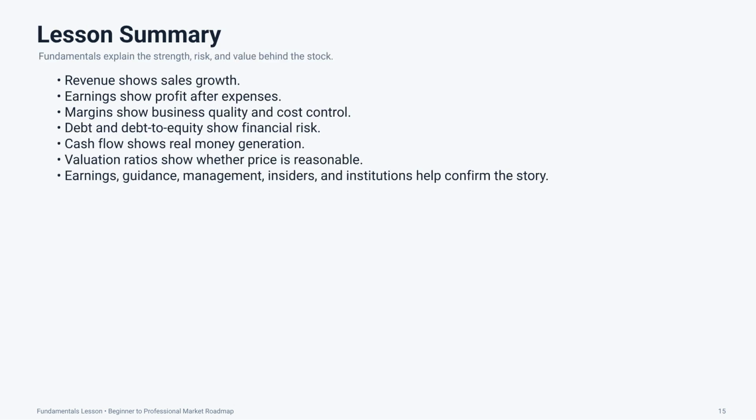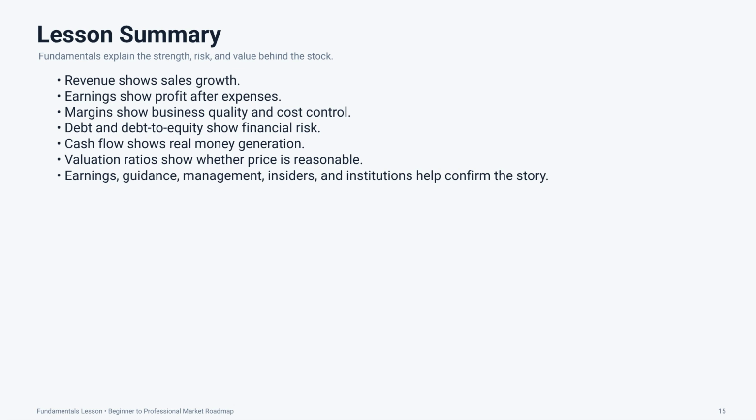This slide summarizes the main points of the fundamentals lesson. Fundamentals help explain the strength, risk, and value behind a stock. They help us understand whether the company is truly strong or whether the stock is only moving because of hype. Revenue shows whether sales are growing. Earnings show whether the company is making profit after expenses. Margins show business quality and cost control.